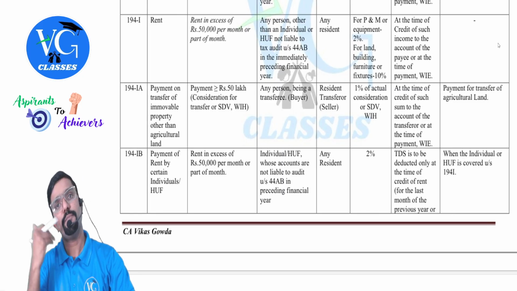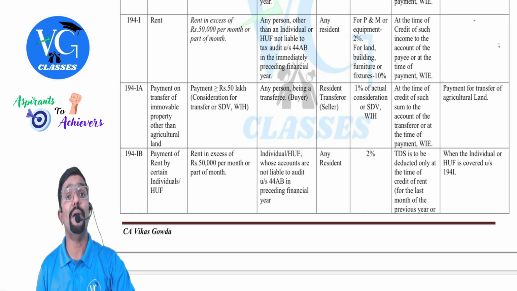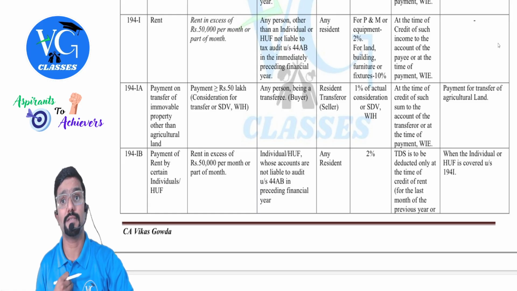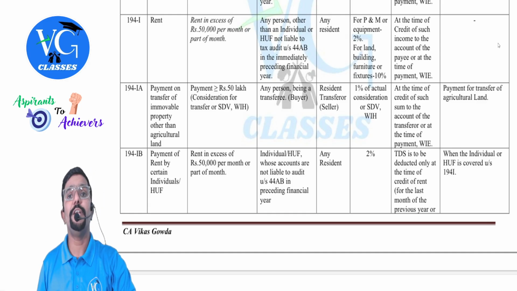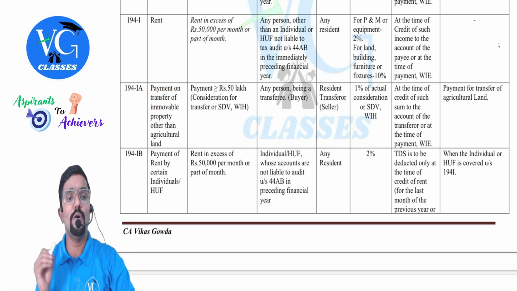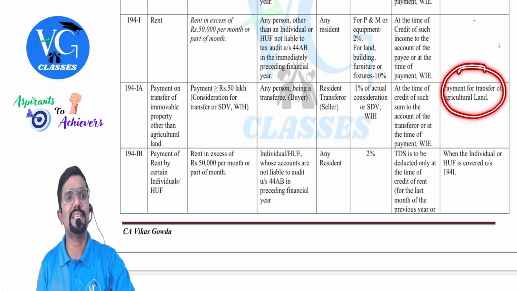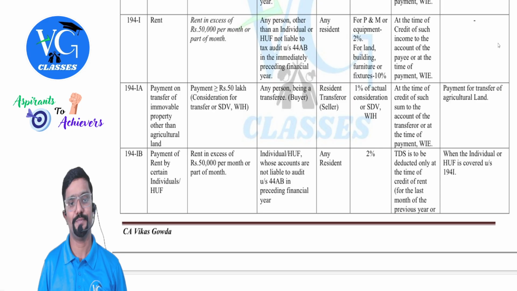Whereas, sir, what if I sell the property? Now, the buyer will pay the sale consideration to the seller. Yes, the buyer has to deduct TDS. 194IA. Payment on transfer of immovable property other than agricultural land. If the land transferred is agricultural land, then no TDS. Whether it is in a rural area or urban area, no TDS on it.